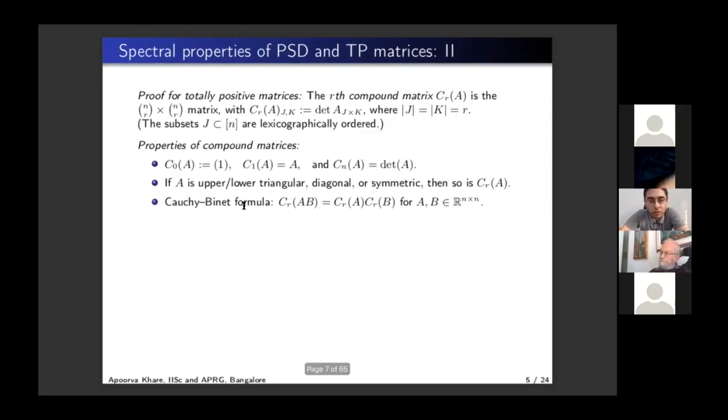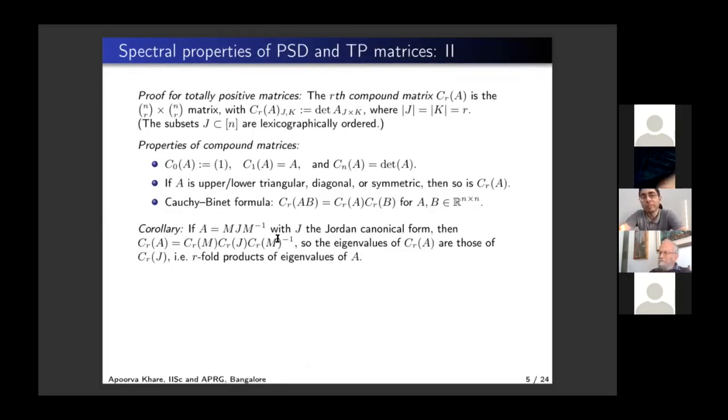But as a corollary, if I want to look at the eigenvalues of a real or complex matrix, let me write it in Jordan canonical form. Because of the Cauchy-Binet formula, if I write A equals M times J times M inverse, then the compound matrix of A would be the compound matrix of M times the compound of J times the compound of M inverse. But again, by Cauchy-Binet, the compound of M inverse is the inverse of the compound of M, because everything is multiplicative.